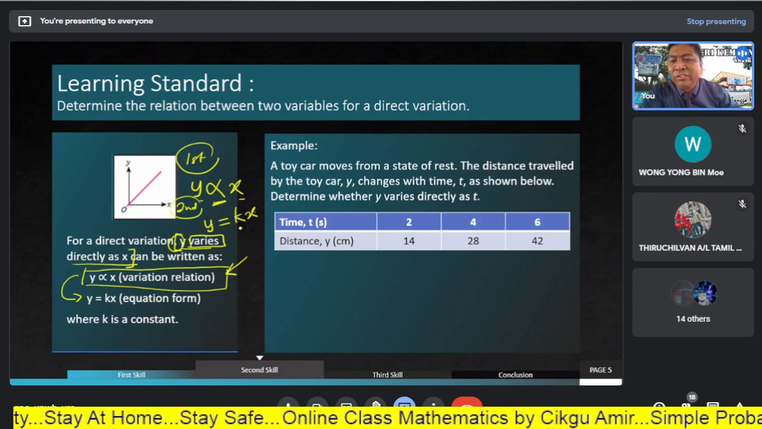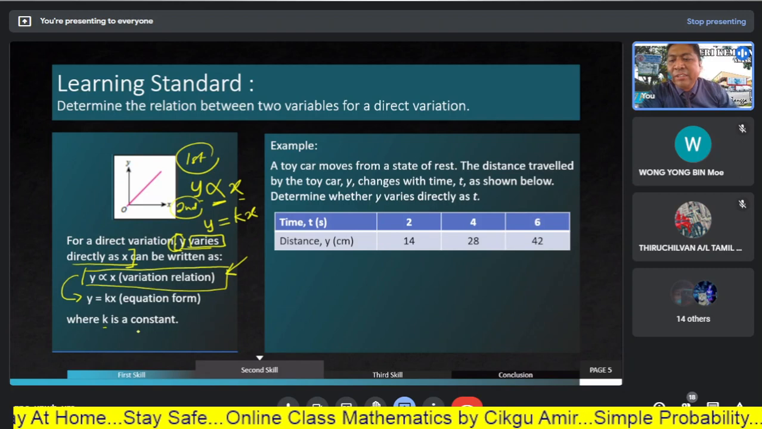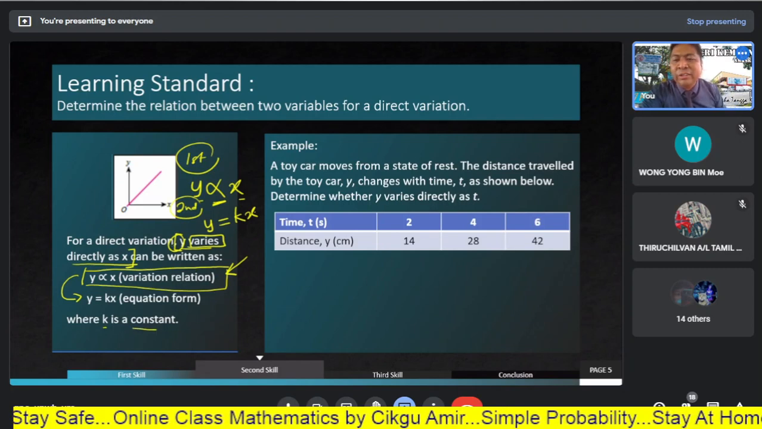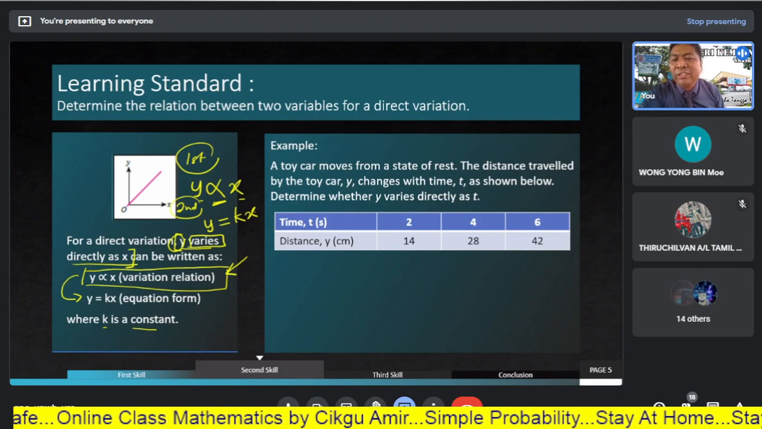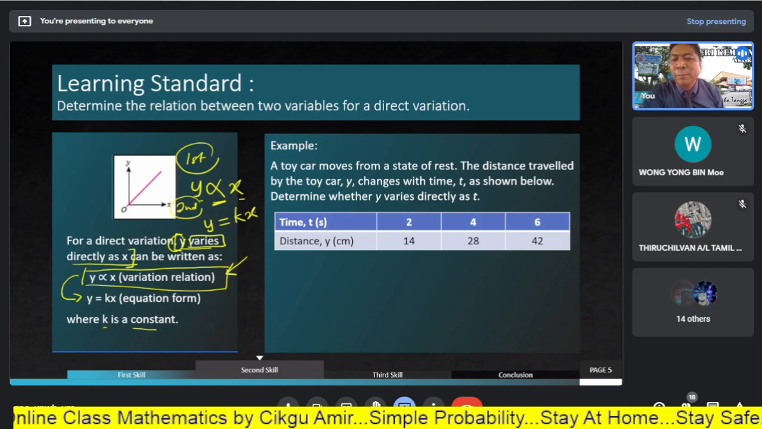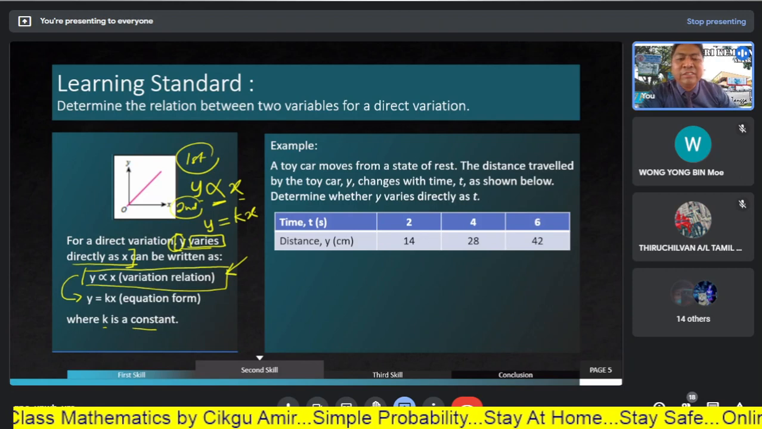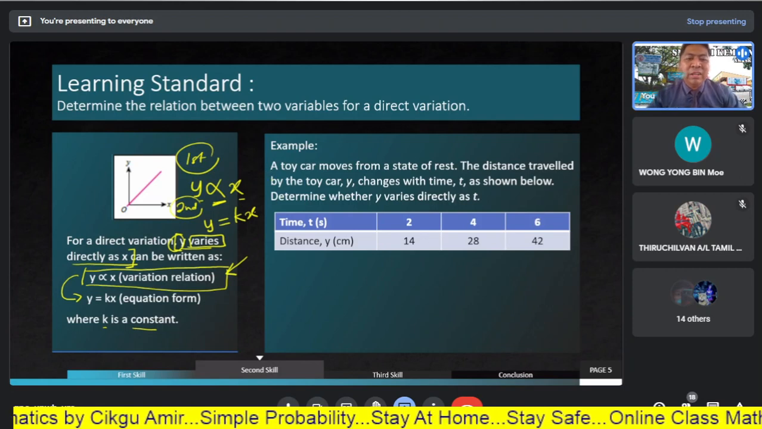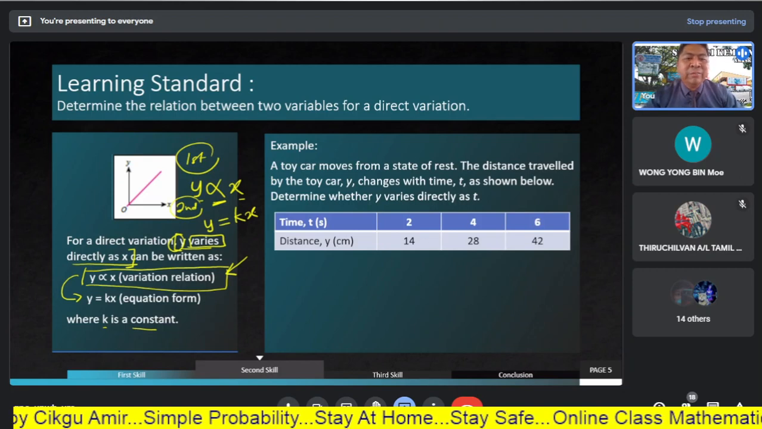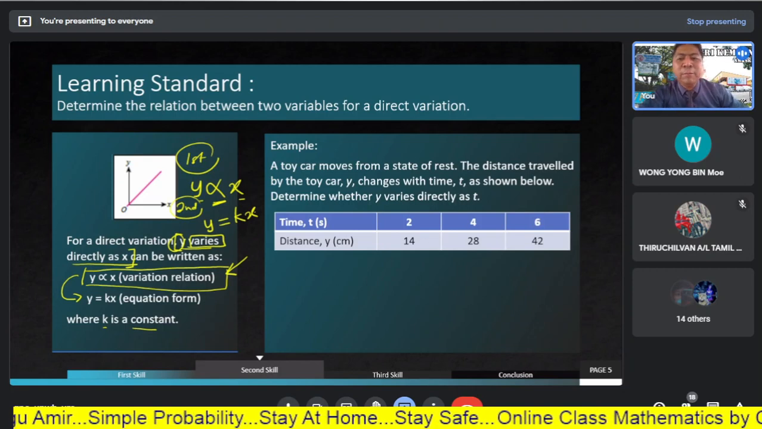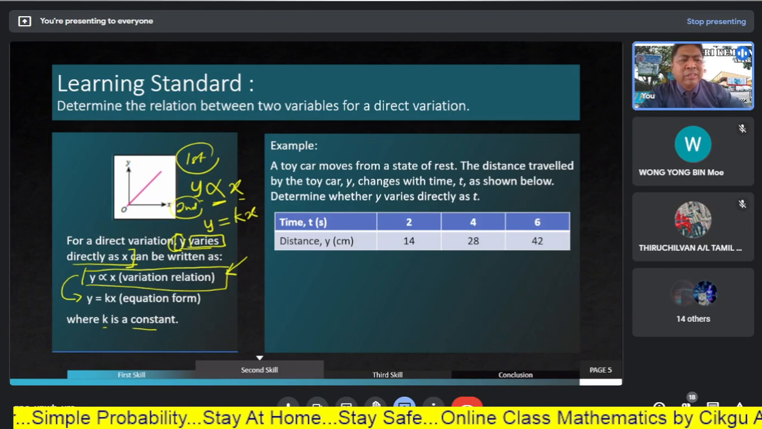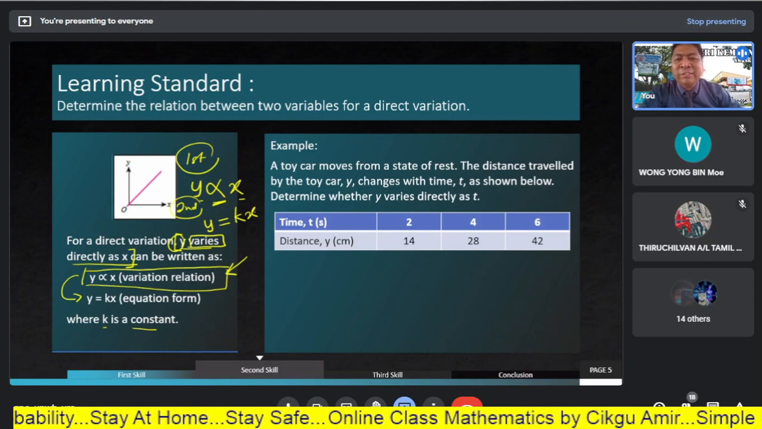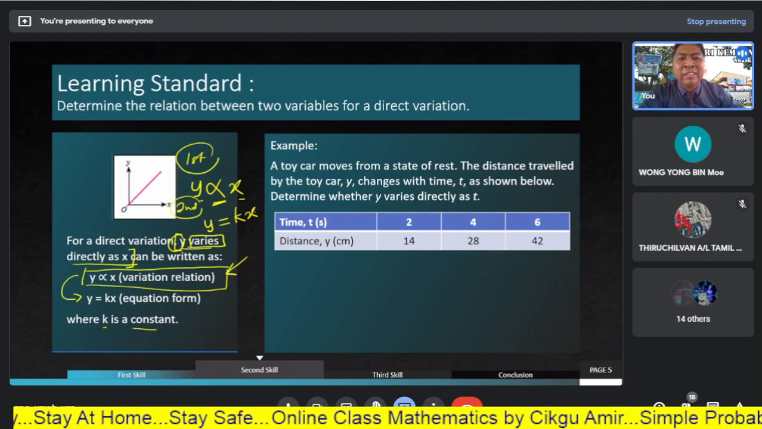K is constant. The value is fixed, unchanged value. This is the first step and second step. Okay, we look at an example on how to determine whether two variables vary directly or not. Don't think too much. The topic is simple. Just follow the example and you will get the lesson.